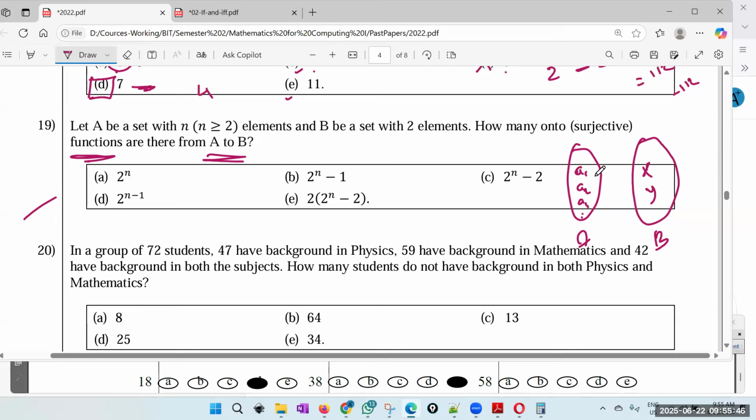It can't be one to many. Okay, it can't be one to many. So let's see whether we can see a pattern because I don't see any other way of doing this. Let's assume we have only 3 elements because it must be greater than or equal to 2.